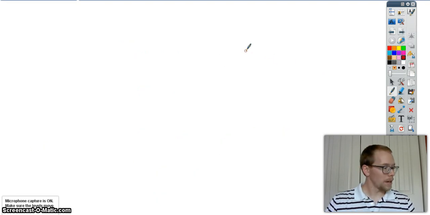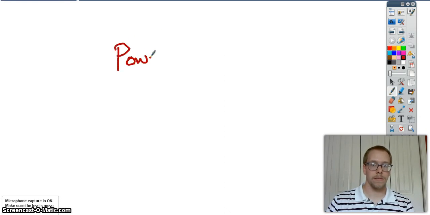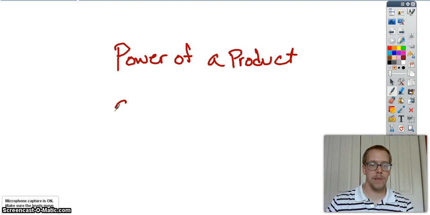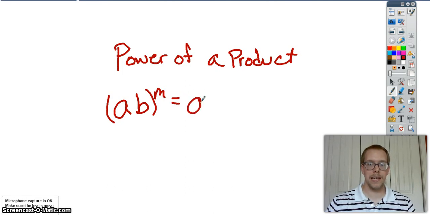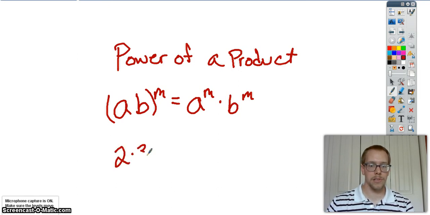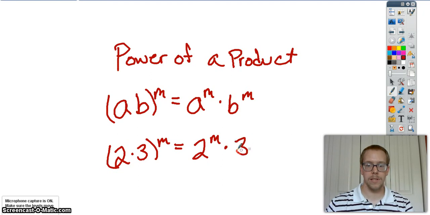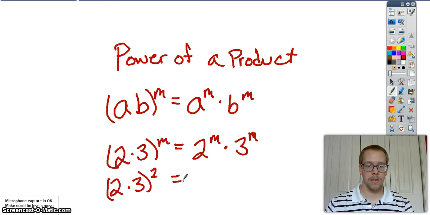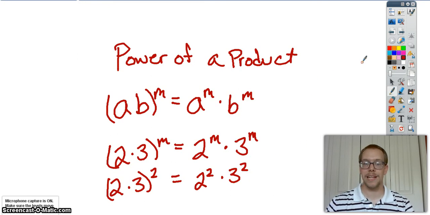Let's quickly look at two more. Power of a product. So for instance, say I have some base written as a times b raised to some power. Well, that's the same thing as a to the m times b to the m. So for instance, say a is equal to 2 and b is equal to 3. Well, 2 times 3 to the m power is really the same thing as 2 to the m power times 3 to the m power. Or if we want to write it as 2 times 3 to the second power, well, that's going to be the same thing as 2 to the second power times 3 to the second power. And then we could evaluate that and come out with an answer in standard form, which I'm not going to do right now.